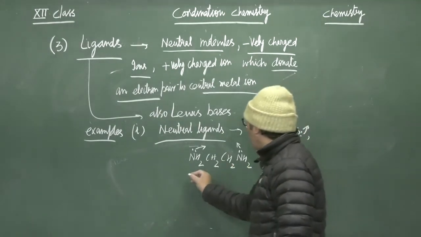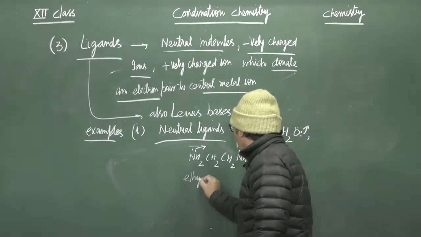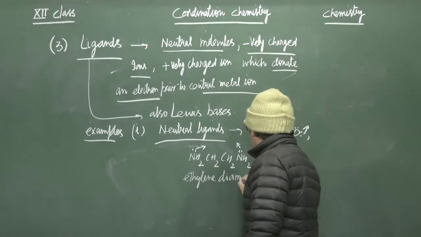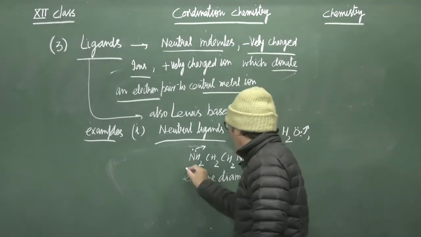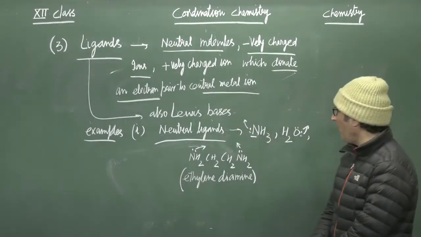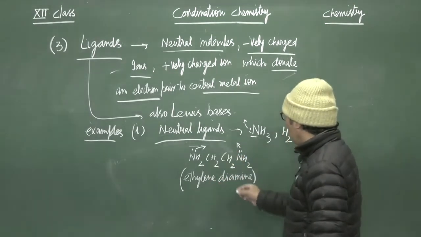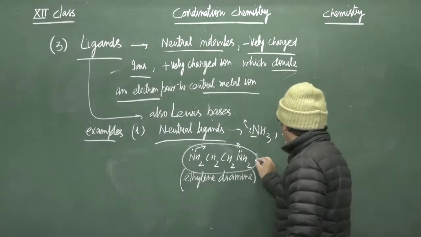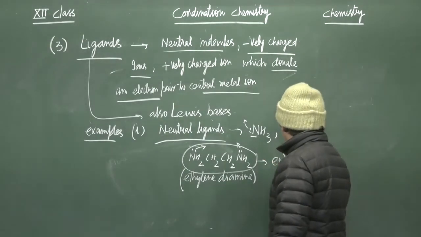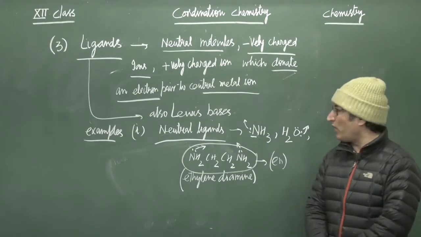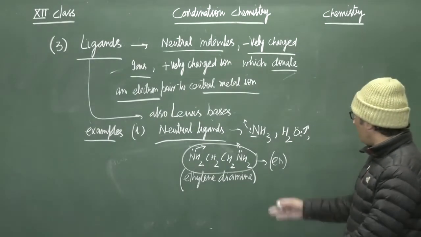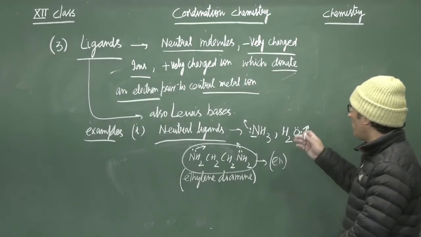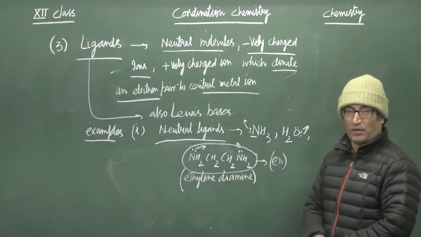This molecule is commonly called ethylenediamine. It's an organic molecule. Ethylenediamine. Because it is a big molecule, instead of writing this formula, you can abbreviate it as en. en is an abbreviation for ethylenediamine. So they are neutral molecules: ethylenediamine, ammonia, water, they're all neutral molecules.